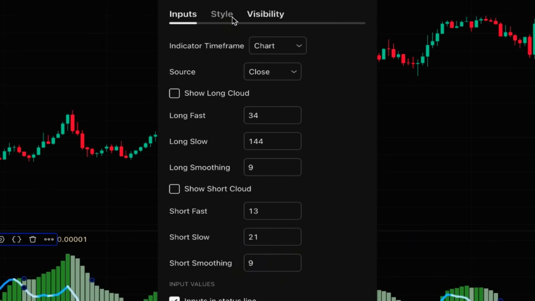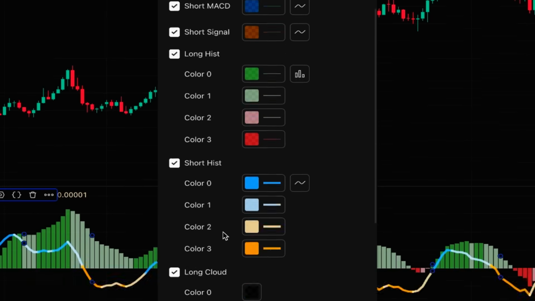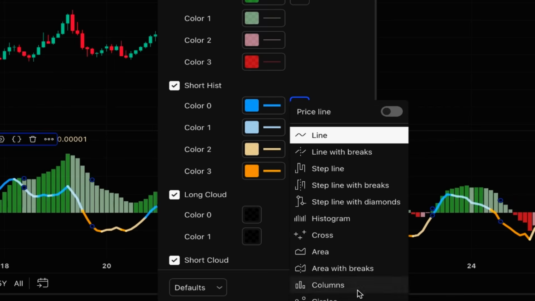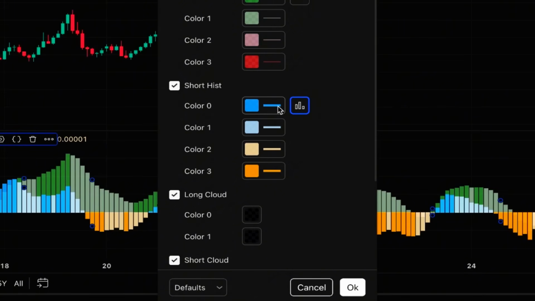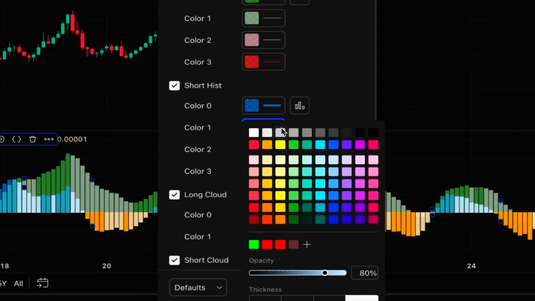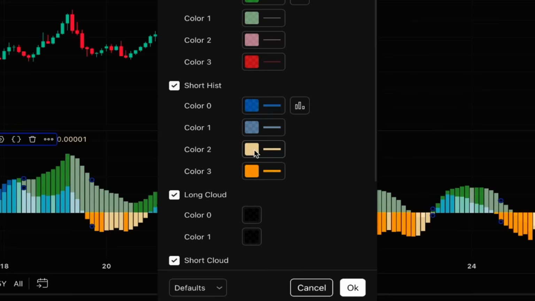And then we go to the style tab, and for this MACD, which is the shorter MACD, here we change the appearance to columns. And then for each of the colors here for the shorter MACD, we decrease the opacity to 50%. So we will be able to see the longer MACD, which is actually placed at the back of the short MACD.